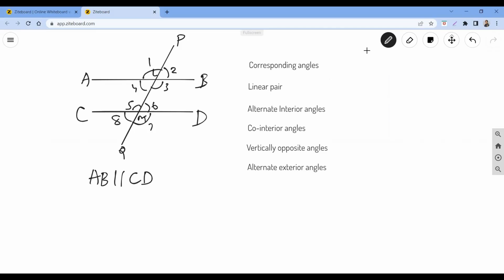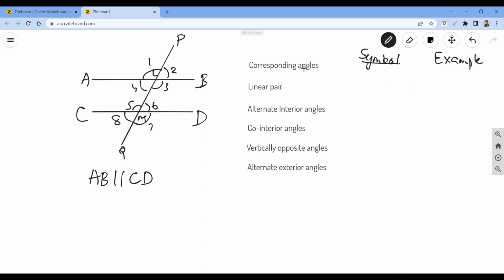So what I'm going to do is give you a symbol with which you can remember all the different types of angles. That's the first thing. Then I'll give you one example from this figure as well. These are the two things I'm going to give you.